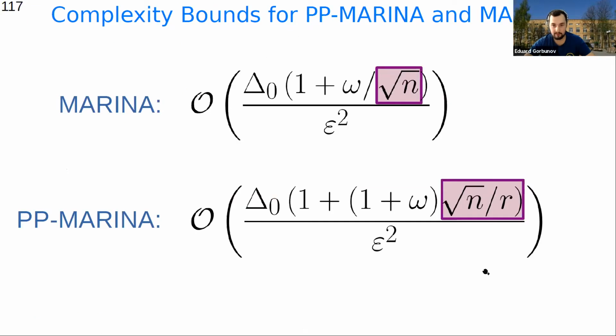And if we compare the rate with the rate of MARINA, we will see that it is worse by the factor n over r, but the iterations are cheaper by the same factor n over r. So it is quite natural, this dependence on r. And we also tested, by the way, are there any questions about partial participation?